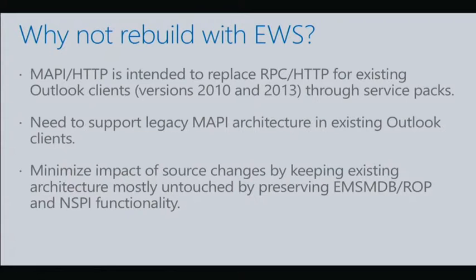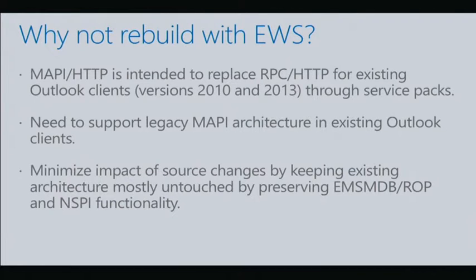It's not really looked at as going forward with the next release of Outlook, but more backwards looking. The reason is that we wanted to replace RPC over HTTP with something that was easier to use, but it also has to support the old legacy MAPI architecture on the client. We didn't want to go through a lot of code changes in a service pack. So basically we want to minimize the source code changes, keeping the architecture mostly untouched.